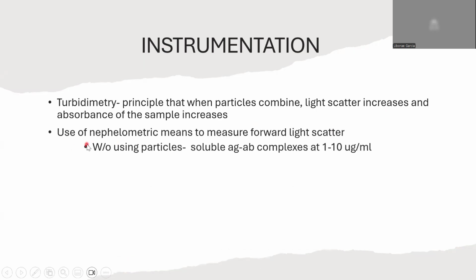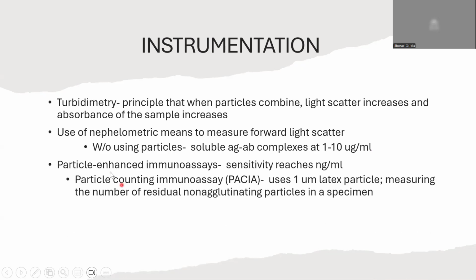It may also use nephelometric means to measure forward light scatter. Okay? So nephelometry measures your forward light scatter. So without using particles, the soluble antigen-antibody complexes are detected at only 1 to 10 micrograms per ml. Okay? If you're using particle-enhanced immunoassays, then it can already detect as low as nanograms per ml.